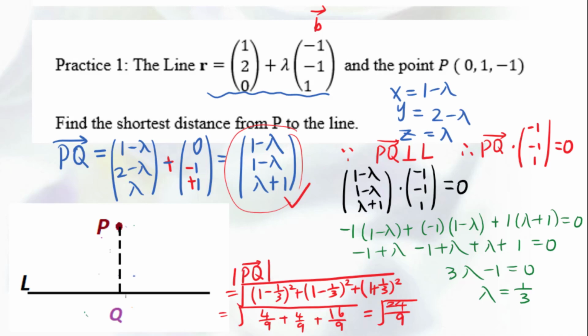Don't reduce, because we need this square root of 9 out. That equals, this is a 3. The square root of 24 is 2 square root of 6. So the answer is 2 square root of 6 over 3. This is the shortest distance from P to the line L.